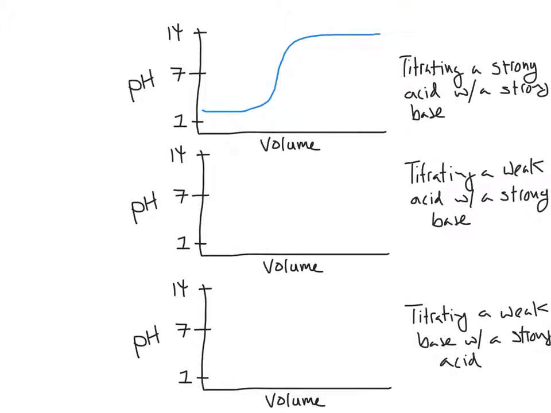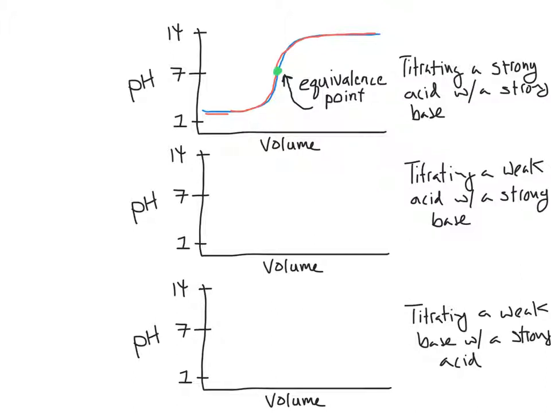Notice that on this titration curve, the pH starts out very low because we have a strong acid. The pH then rises as we add more and more strong base to the solution, and eventually it plateaus at a high pH. There's a point along this curve where the number of moles of acid is equal to the number of moles of base added, and that's called the equivalence point.